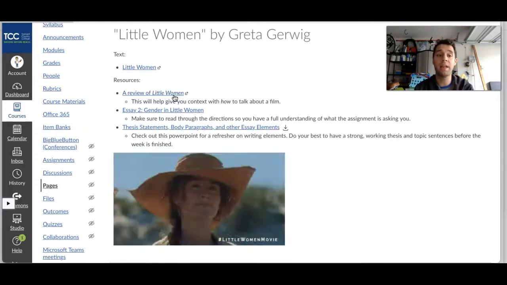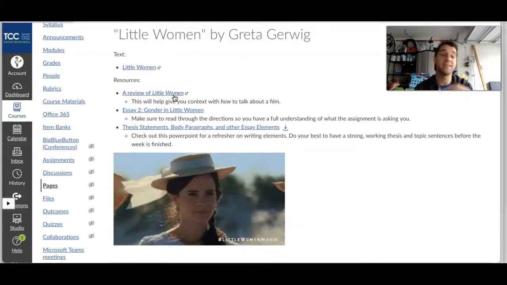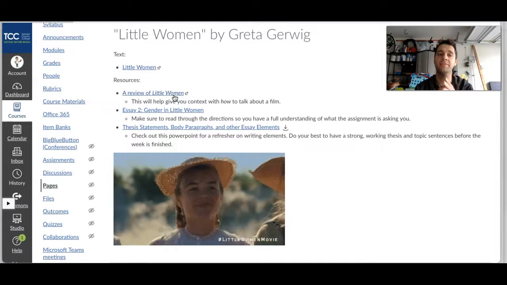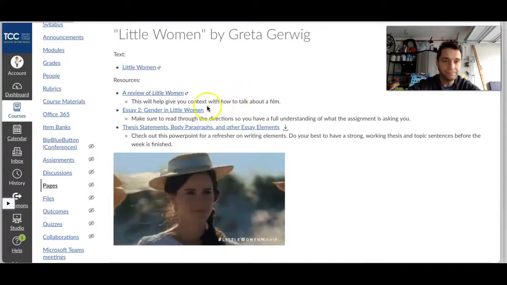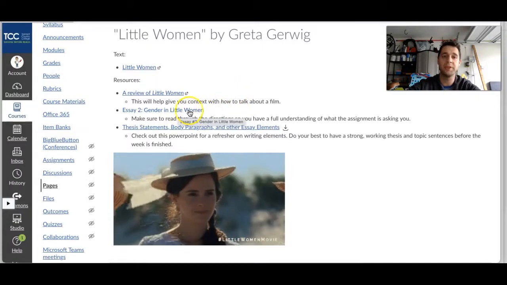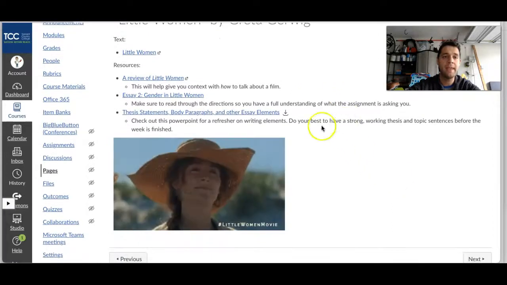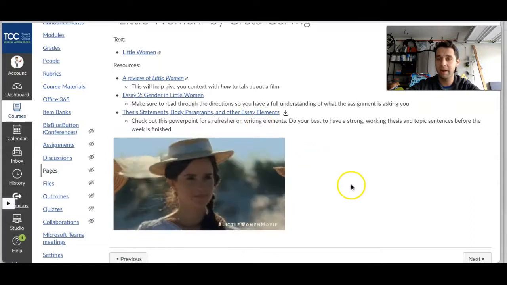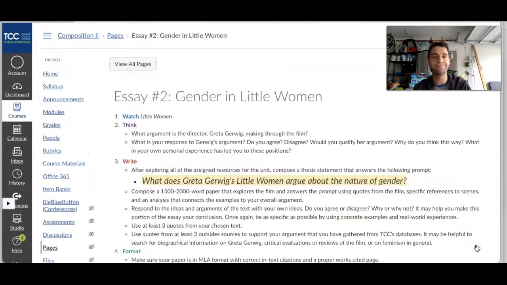Now, I want to warn a lot of you that when you start writing these types of essays, it's very, very easy just to give me a summary of the film. Don't give me just a summary, right? We're primarily looking for the argument of the film as it relates to gender. Okay, there's the directions, which I also have on the next page in the module here that we'll look at. And like I said, here's some extra resources to help you out with thesis statements, body paragraphs, and other essay elements.